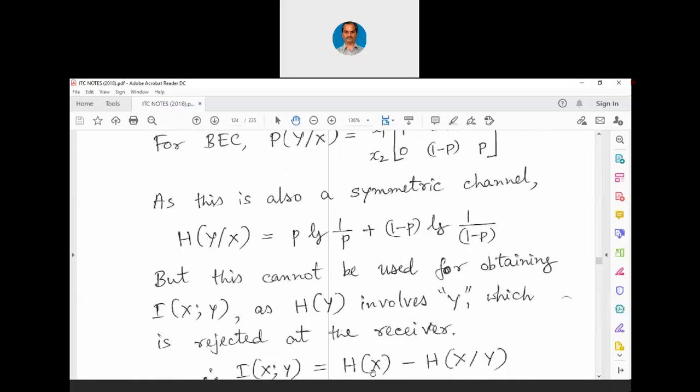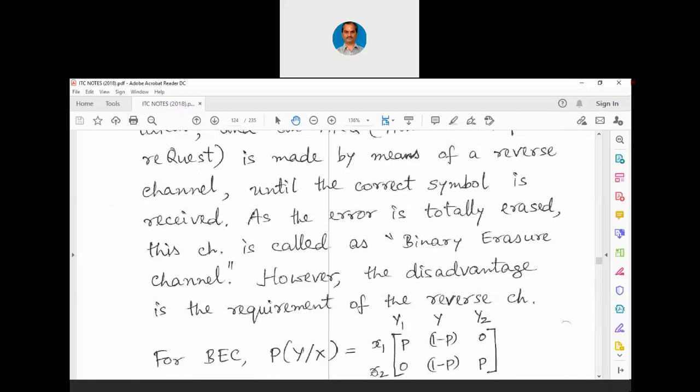Now using this matrix, what we do later on, let me cover it in the next class, because it is already time up now. Let me end today's class. I'll discuss more about this BEC in the next class.